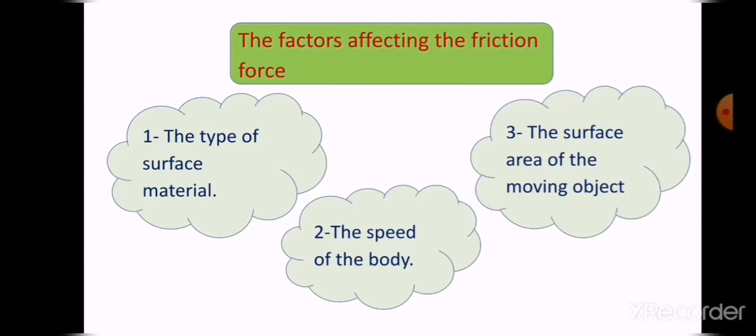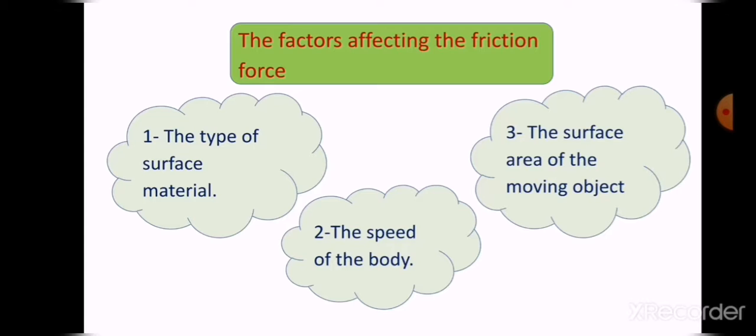Now, the factors affecting the friction force. There are three factors affecting the friction force. Number one, the type of the surface material.